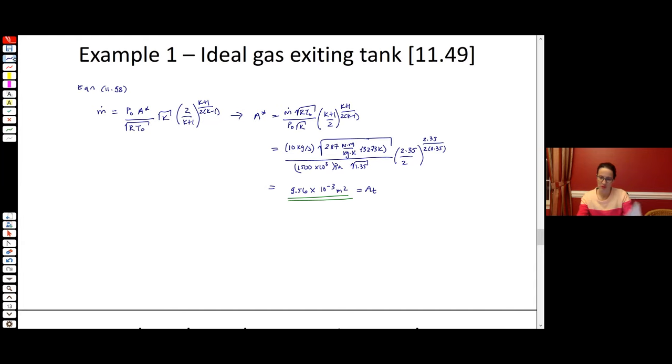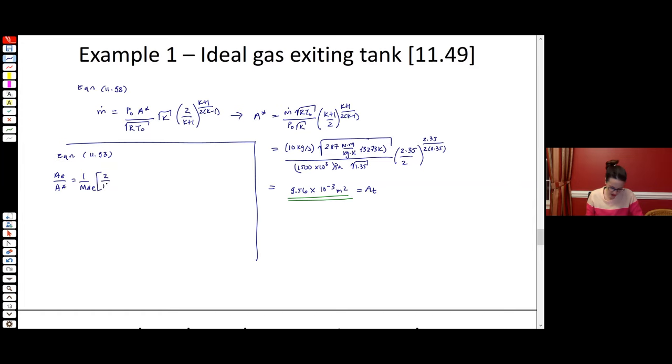Okay, finally, if you remember, we were asked to find the throat and exit area. So we've just found the throat area. Now we need to find the area of the exit plane of the nozzle. So we go back to this equation that we derived earlier in this lecture that gives us the ratio of A over A star, and we use that equation. And that's equation 11.93. And we've got AE, the exit area over A star, is equal to 1 over the exit Mach number, 2 plus K plus 2 over K plus 1, 1 plus K minus 1 over 2, exit Mach number squared, plus 1 over 2k minus 1.